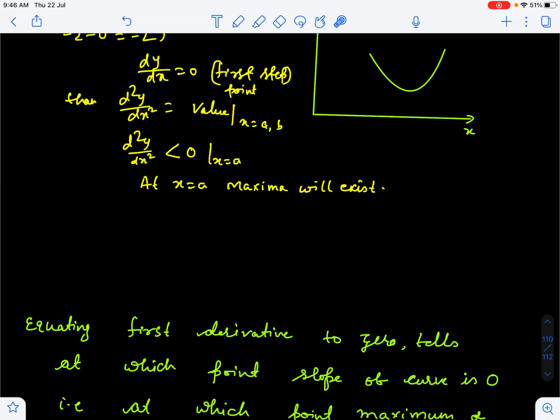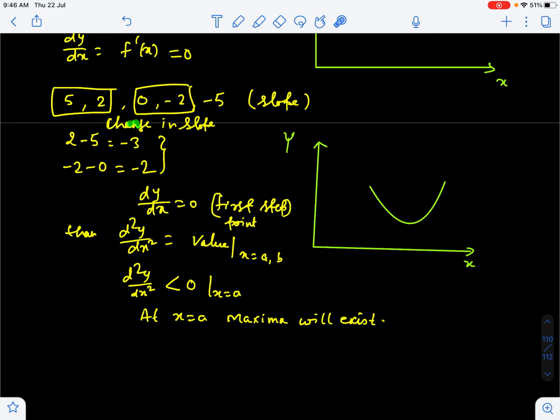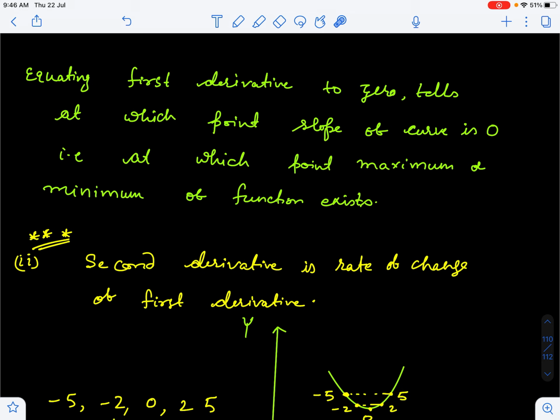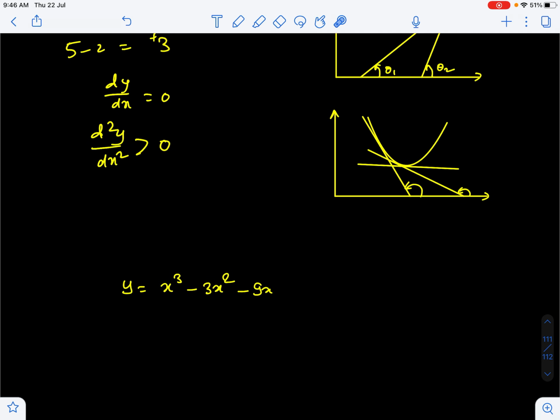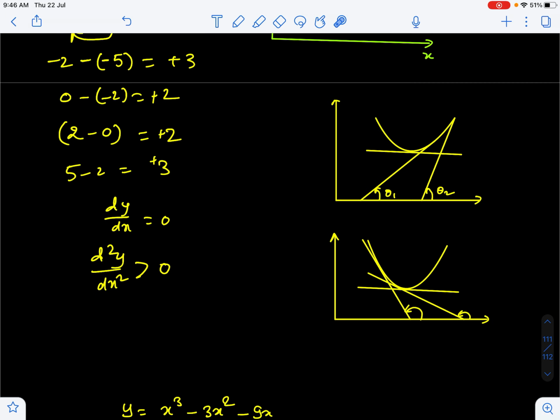And if the rate of change of the first derivative is always negative, we are approaching a maxima. This is a very important point, guys, which you have to understand: how we approach maxima and minima, because the general things are actually what is written in the book.